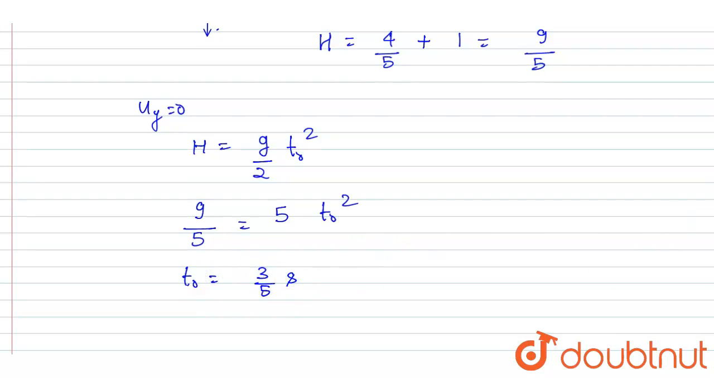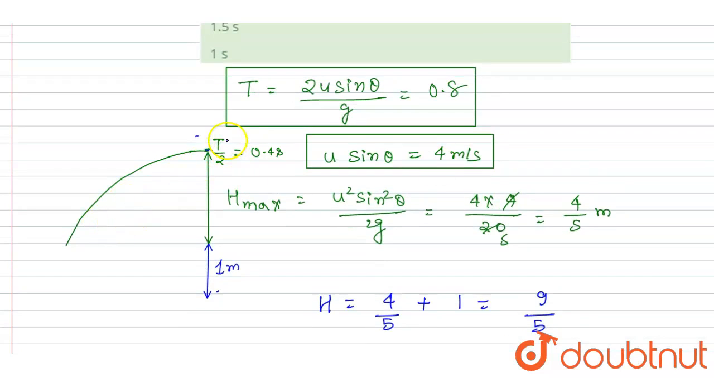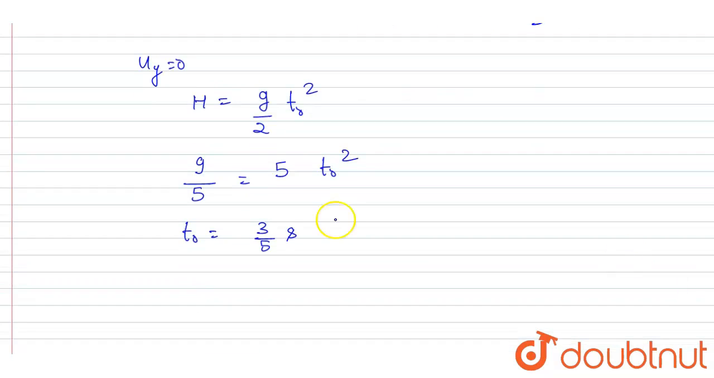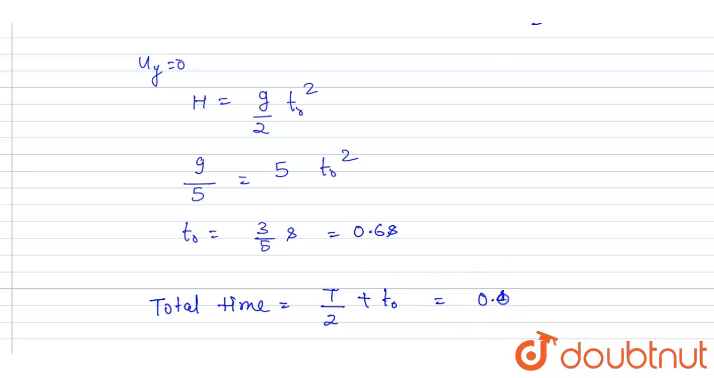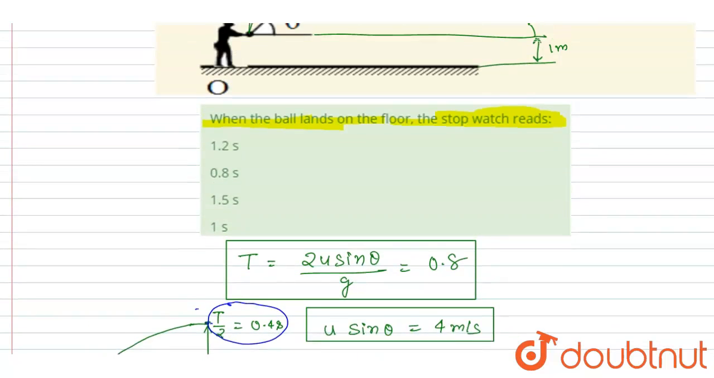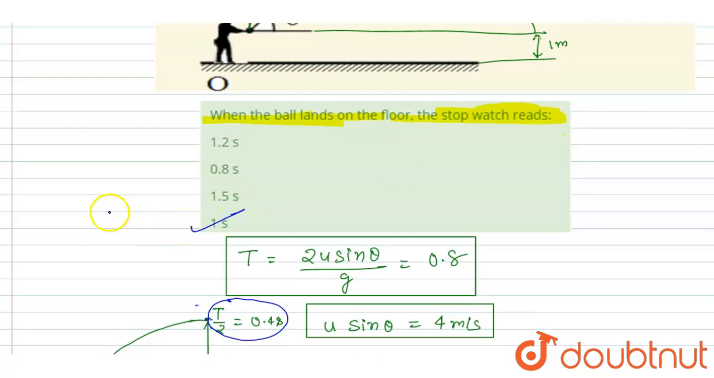We have already seen that time of flight by 2 is the time taken by the particle to reach the maximum height, that is 0.4, and this is 0.6. So the total time will be time of flight by 2 plus the time to hit the ground from the maximum height, t naught, that is 0.4 plus 0.6, which is 1 second. This is the answer of this question. Now you can check the options. 1 second is option D, so D is the correct answer.